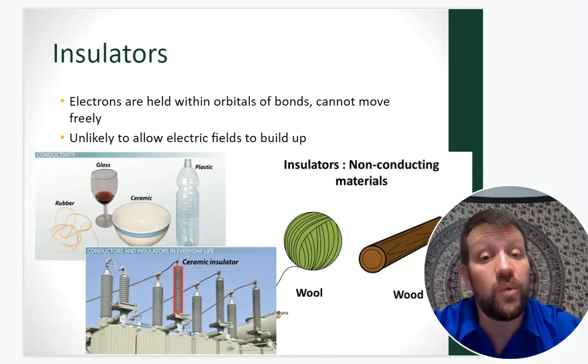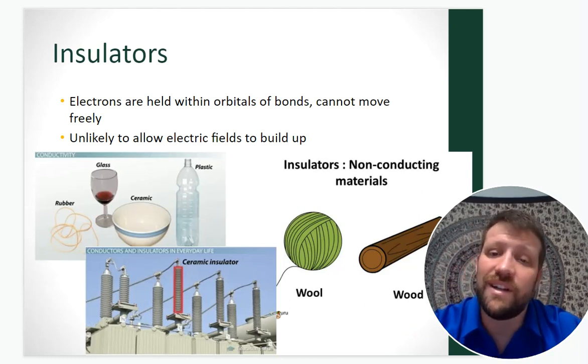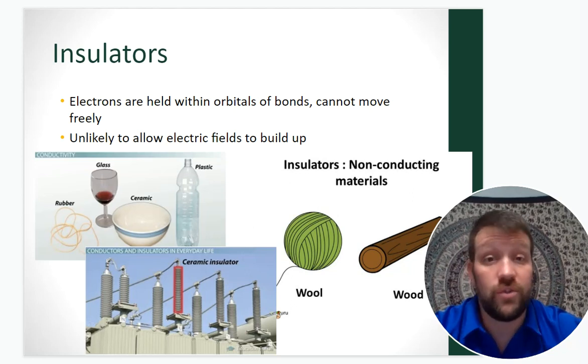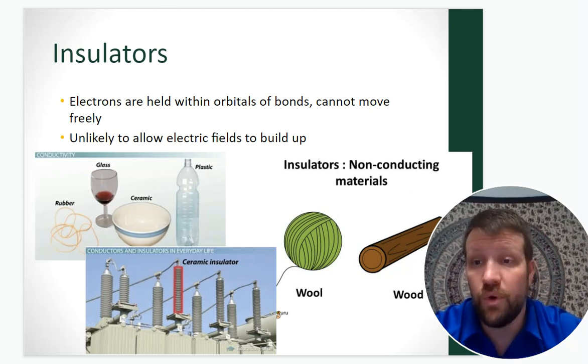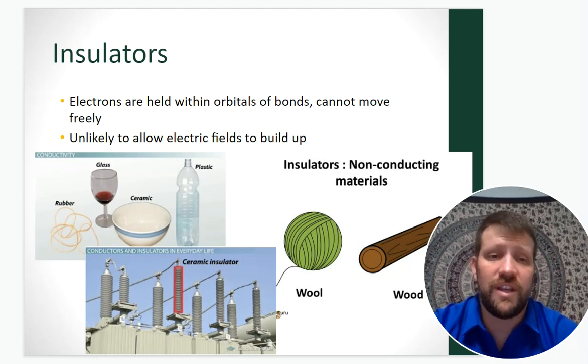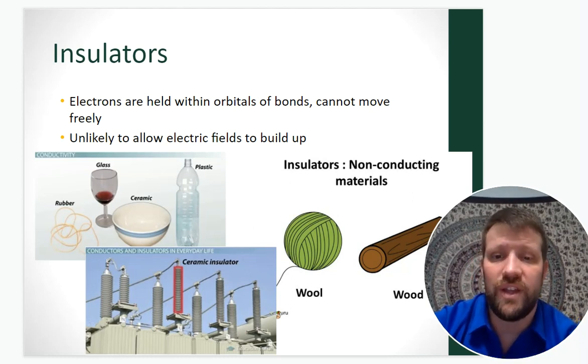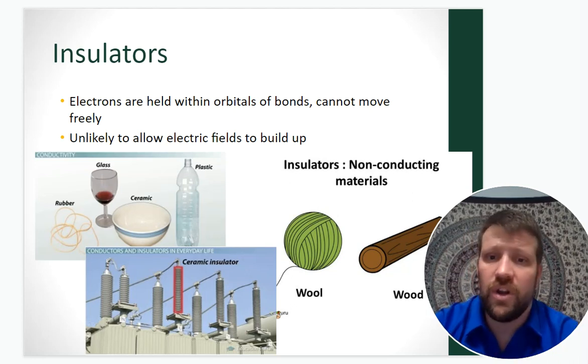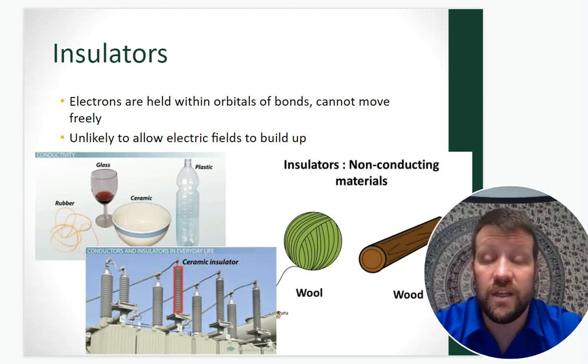Now, insulators are going to do the opposite, and they're going to keep free charge from moving around. So electrons are going to be held within orbitals of the bonds there, and it's unlikely to allow an electric flow to build up or to hold on to any type of friction. In both these cases, we see some examples, the conductors being mainly metals, the insulators being a wider range of plastic, rubber, ceramic type materials. All right, we see wood and wool on there as well.